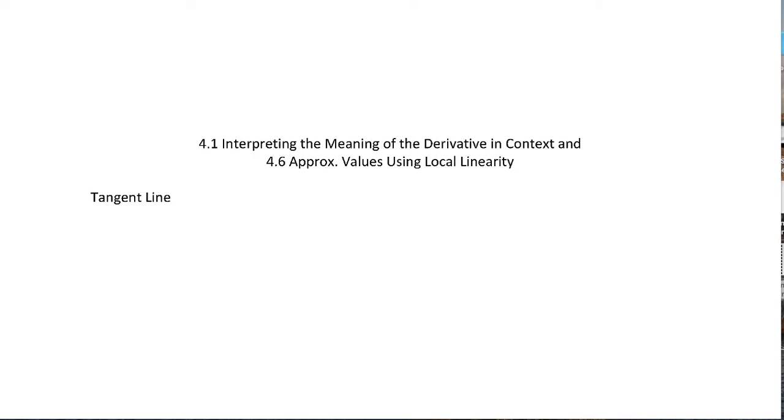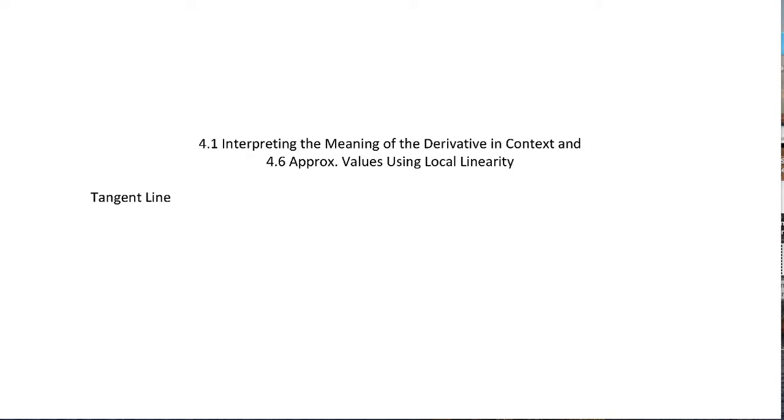with tangent lines and interpreting the meaning of a derivative in the context, and then also some work with approximation using what they call local linearity, which just is a fancy way of saying tangent line.